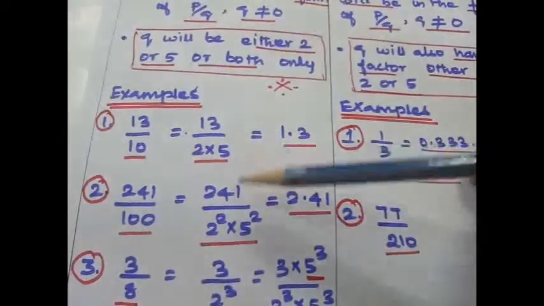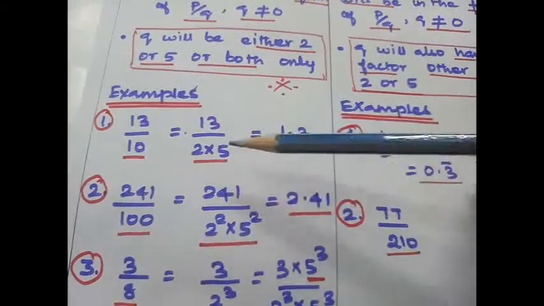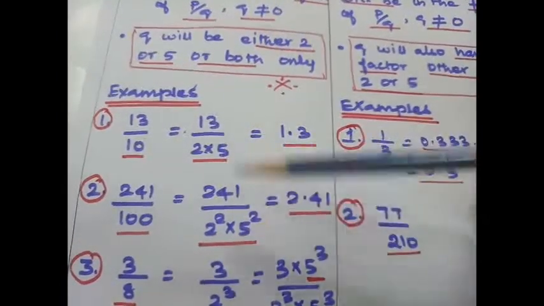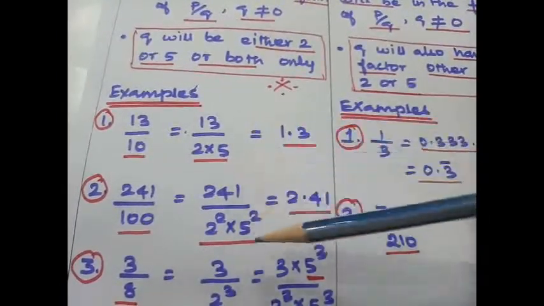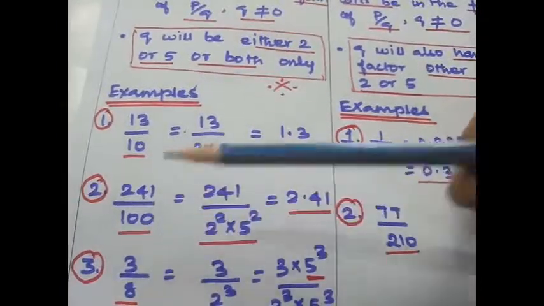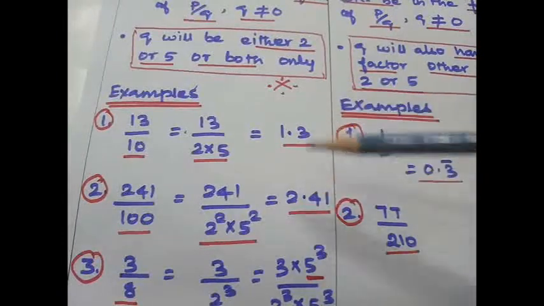In both examples, your denominator is in terms of 2 and 5. So if your denominator is in terms of 2 and 5, it is going to be a power of 10. So you have a terminating decimal expansion.